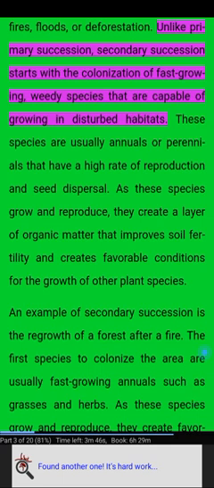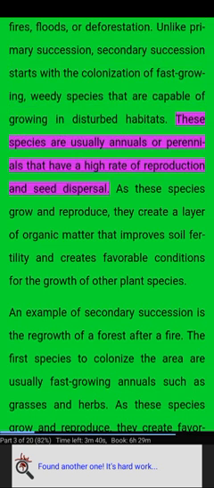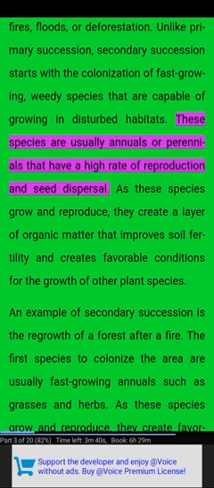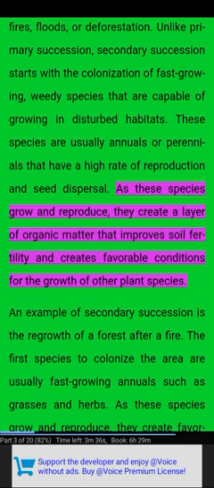Unlike primary succession, secondary succession starts with the colonization of fast-growing, weedy species that are capable of growing in disturbed habitats. These species are usually annuals or perennials that have a high rate of reproduction and seed dispersal. As these species grow and reproduce, they create a layer of organic matter that improves soil fertility and creates favorable conditions for the growth of other plant species.